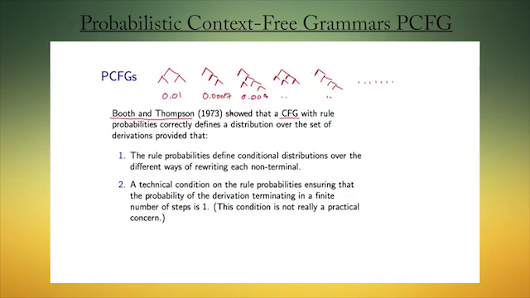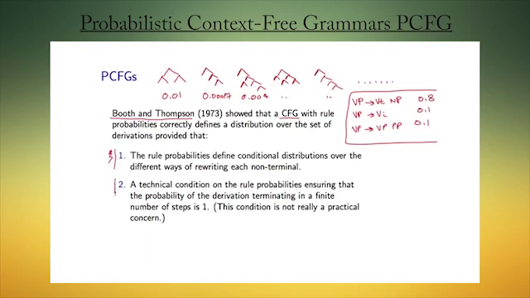Booth and Thompson give conditions on the rule probabilities under which we get a proper distribution over trees. The first one is exactly what I showed you earlier, and it's by far the most important. And that is that if we take any non-terminal, for example VP, and we look at all of the rules with that non-terminal on the left-hand side, for example, we might have the following, then these rule probabilities have to sum to 1. Okay, so this would be valid, for example. That's the first condition, and that's really the only one you need to worry about.